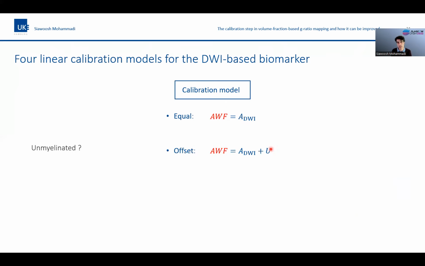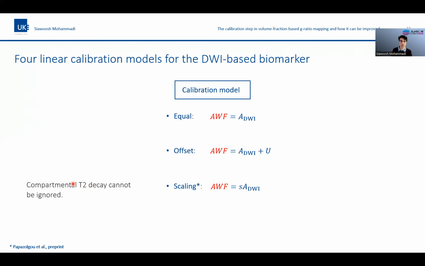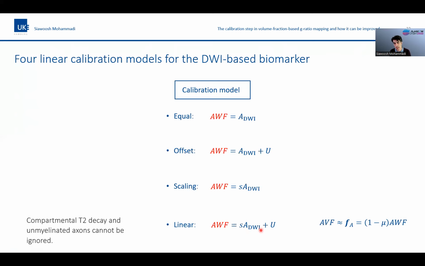The second one is that there might be a pool of unmyelinated axons which is not captured by the axonal water fraction, and we need an offset term to account for that. And the third one is a scaling parameter that is necessary. We showed in our paper that this is related to the compartmental T2 decays, which Jennifer nicely introduced previously. And then the last model basically says that you need both the scaling and the offset.